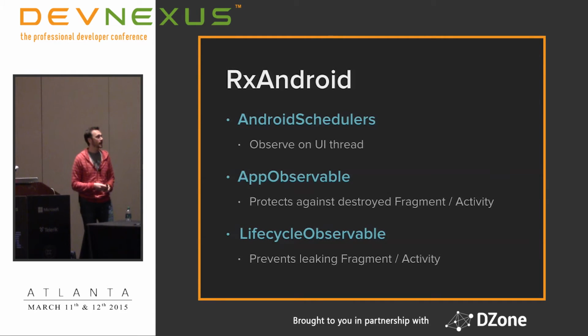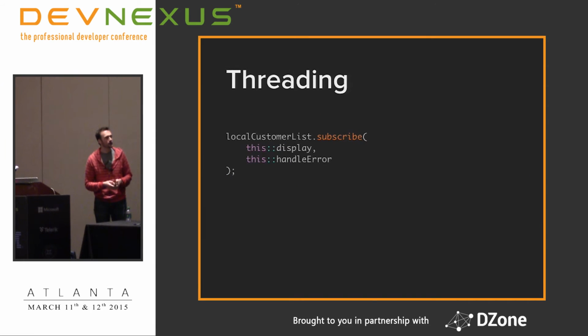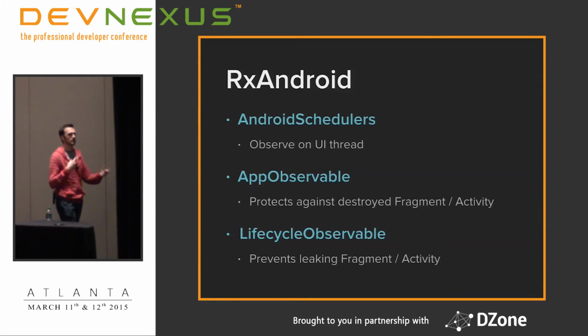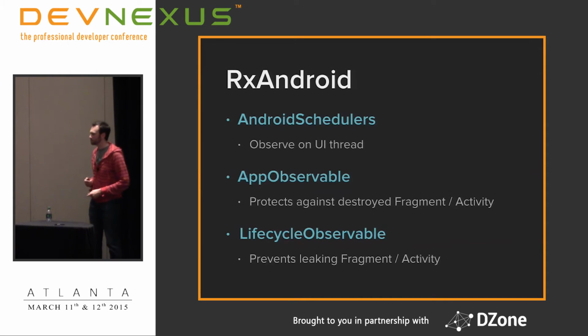There's a class called App Observable. It'll give you some protection against the subscription running maybe after the activity or fragment's been destroyed. And there's Lifecycle Observable, which lets you hook into the life cycle of fragments and activities. And you can do things like, we'll talk about it in a minute, automatically unsubscribe on destroy or something like that. So you don't have to worry about managing the unsubscribing part.